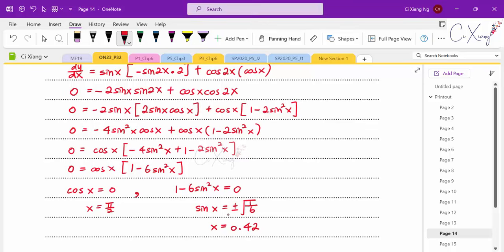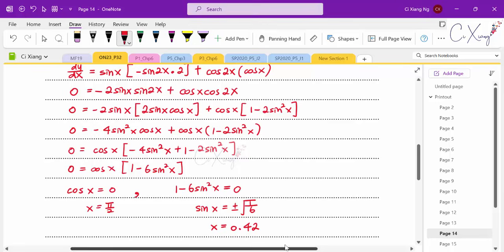Okay, then for sine negative, it will be out of the range because our range is from 0 until pi, which is the first two quadrants. So sine x equals to a negative value, it should be in the third or fourth quadrant. So we ignore the answer for the negative value. Alright, we only consider the positive one. So sine x equals to positive square root 1 over 6. So if you take sine inverse, you're having x equals to 0.42.